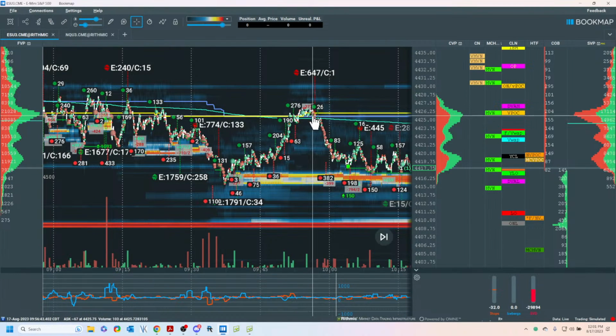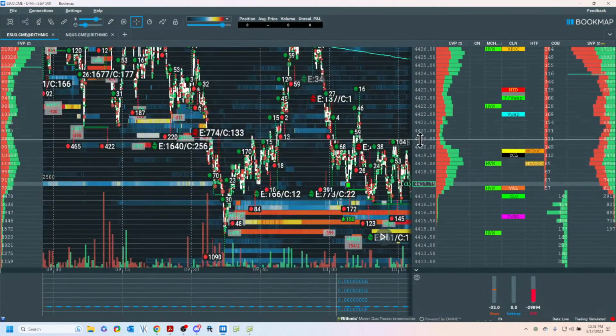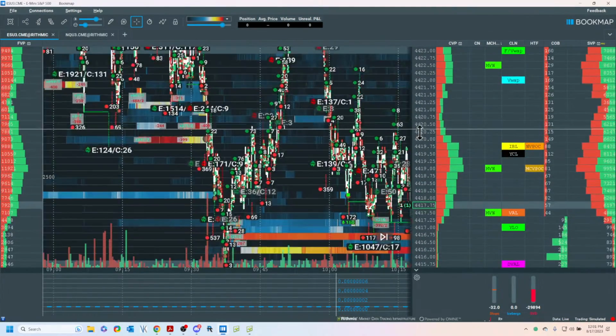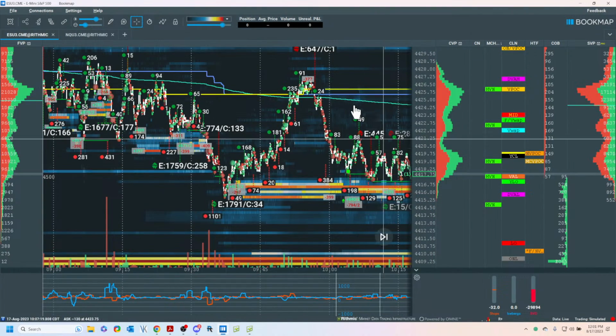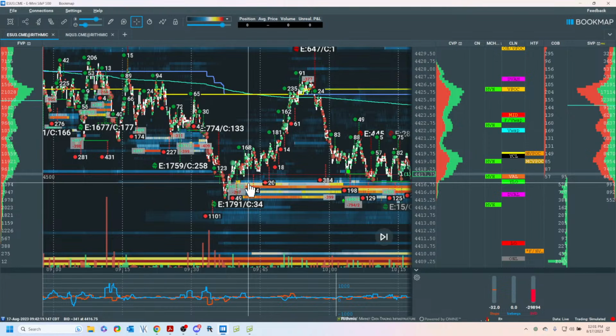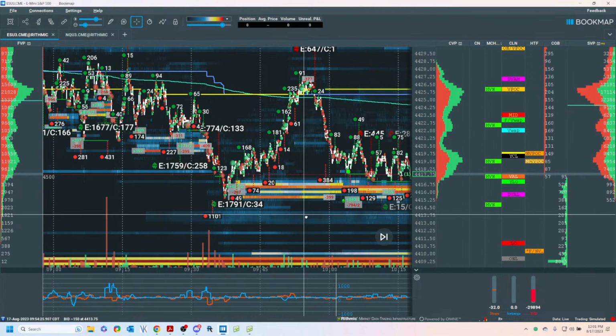Too high, seller, pullback. If it's in your plan, it's a short. Short to where? The IB. Where's that IB? Where'd it go? Lost it. Oh, there it is. Back to here. So short to there, hold. This is your support here. And you have targets down here. So you'd be going for that.